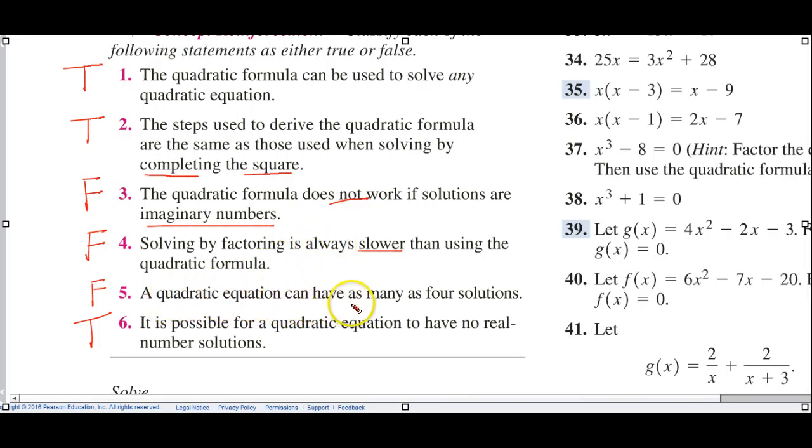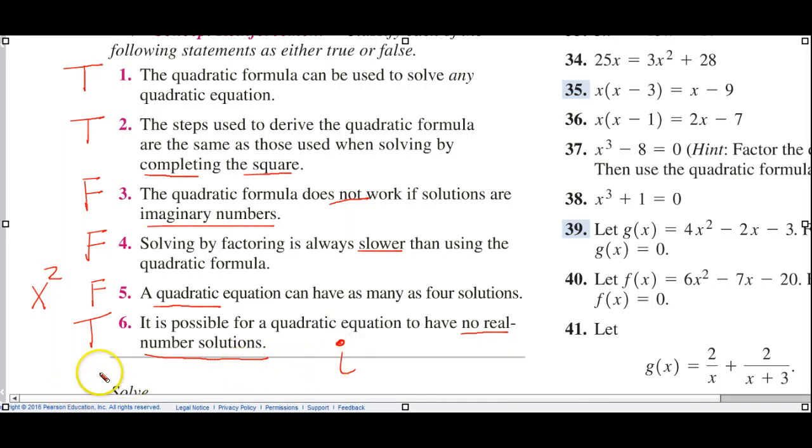A quadratic equation can have as many as 4 solutions. Remember, the definition of quadratic, it is a value x to the second power. So 2 solutions. And if the solutions are the same, then it's just 1. Number 6, it is possible for the quadratic solution to have no real number solutions. Yes, these would contain the i.